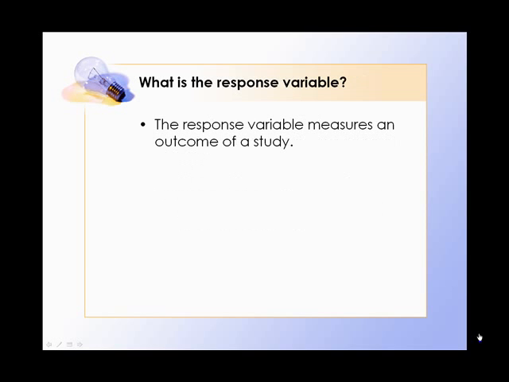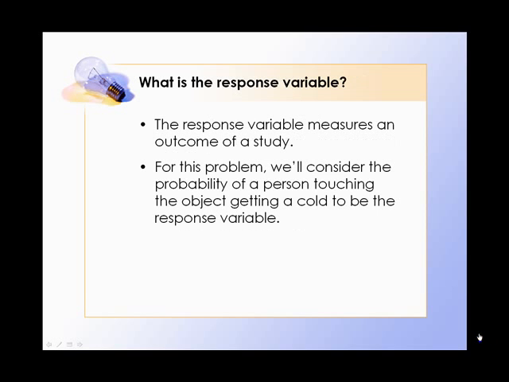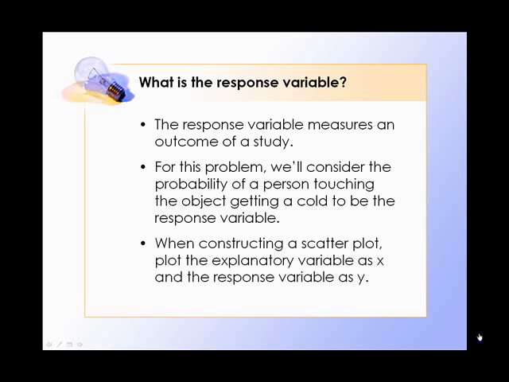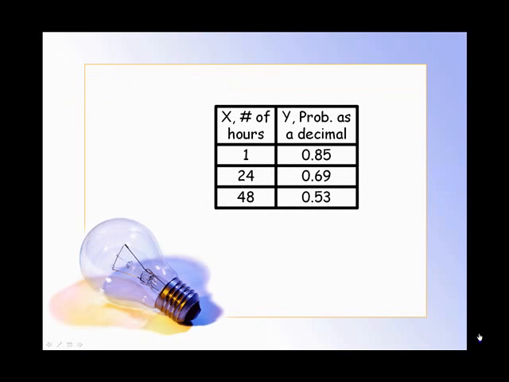The response variable measures an outcome of a study. For this problem, we'll consider the probability of a person touching the object getting a cold to be the response variable. When constructing a scatter plot, plot the explanatory variable as x and the response variable as y.